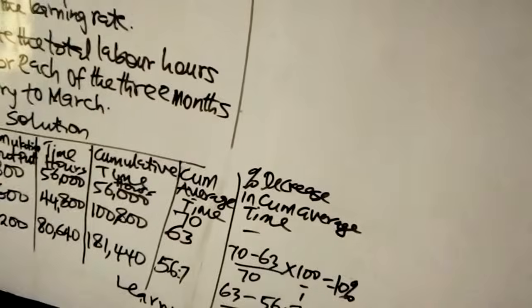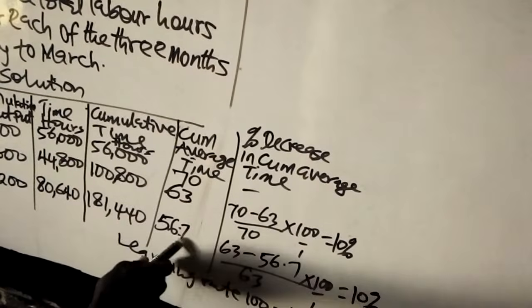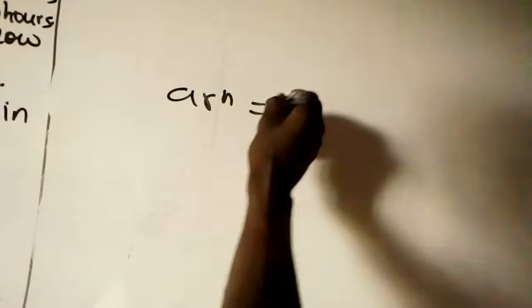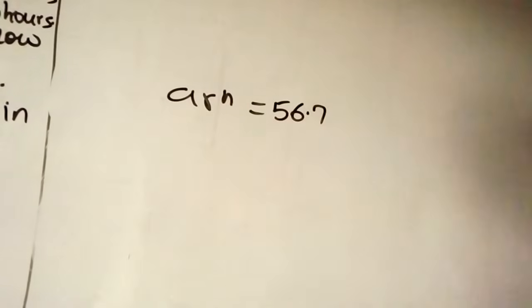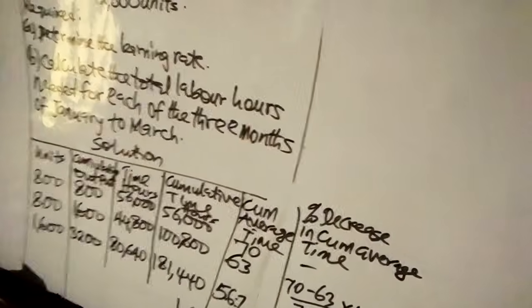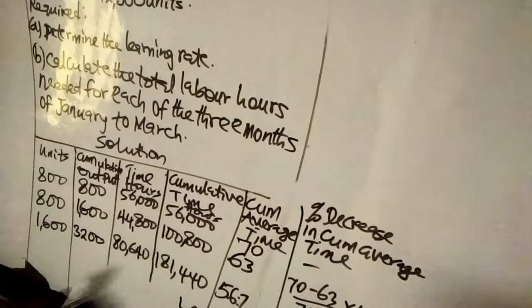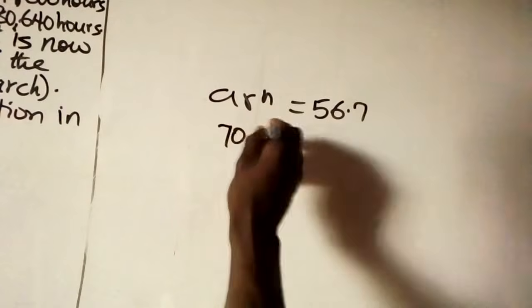But if you want to use the algebraic method, we have the formula Y equals AR raised to power n. What is the cumulative average time? The cumulative average time as determined is 56.7. So that means we equate that to 56.7. And what is the value of A? A is the average time for the first unit, which is 70. So that means we have 70 R raised to power n.